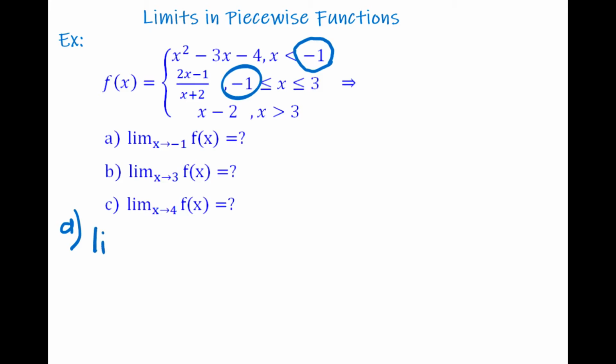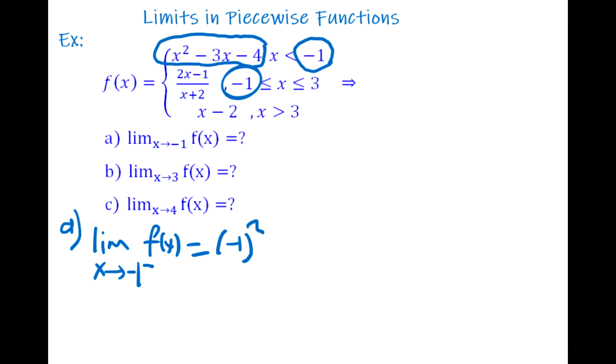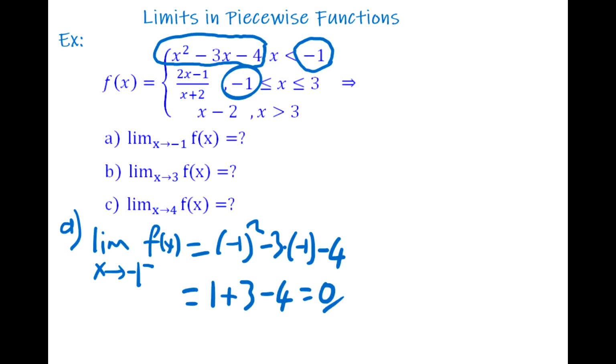In A, the limit when x goes to -1 from the left of f of x: from the left means when x is a little bit less than -1. So I'm going to apply the first function in this case. Then it's going to be (-1) squared minus 3 times -1 minus 4. The negative times negative is going to be positive, so it's going to be positive 3 minus 4, and that is 0.